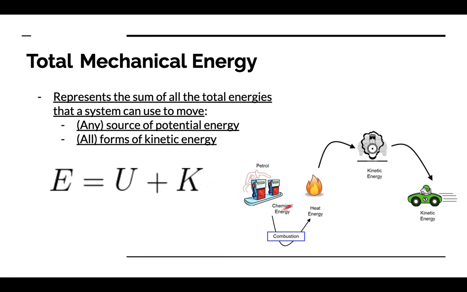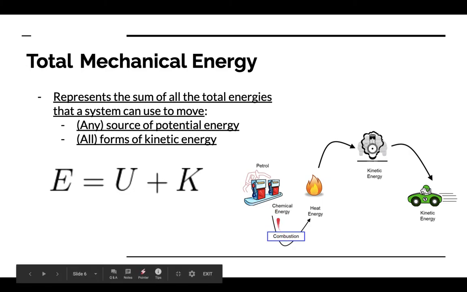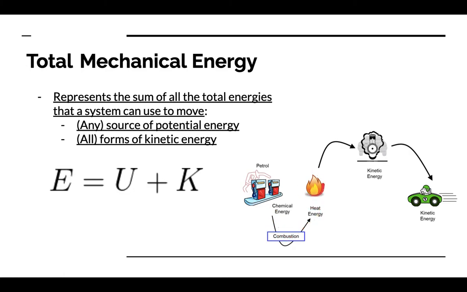So for example, the total mechanical energy of a car starts off in strictly chemical potential energy. And then through combustion, work is done on the chemical energy that turns it into heat. And then the heat does work on a car engine that turns the heat energy into kinetic energy. So now by the time our car is moving, we have had some of our total mechanical energy turned into heat, and then the remainder turned into kinetic energy from the heat so that our car can move.